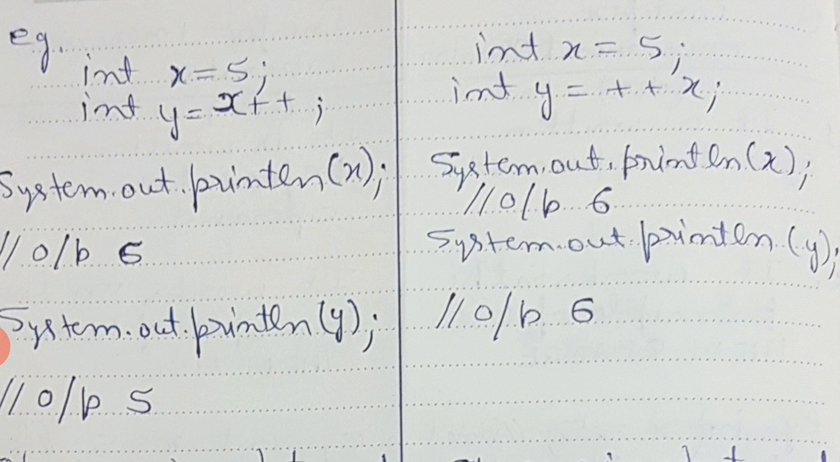So int x equal to 5, int y equal to plus plus x. So here you can see that first it is increased because there is prefix, and then the increased value, that will definitely be 6, will be assigned to y.